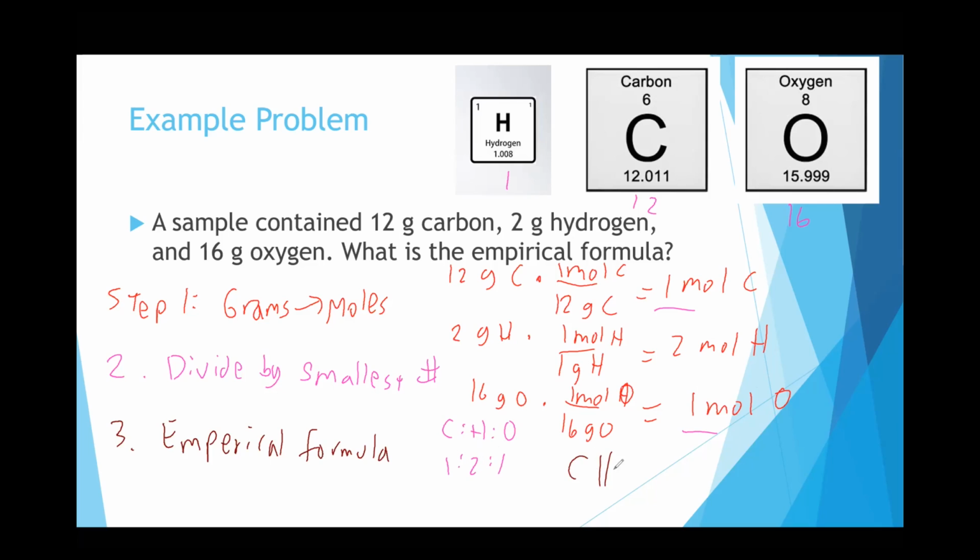So CH2O is your answer. So good job to everyone who attempted this problem. They all got it. You guys all got it right.